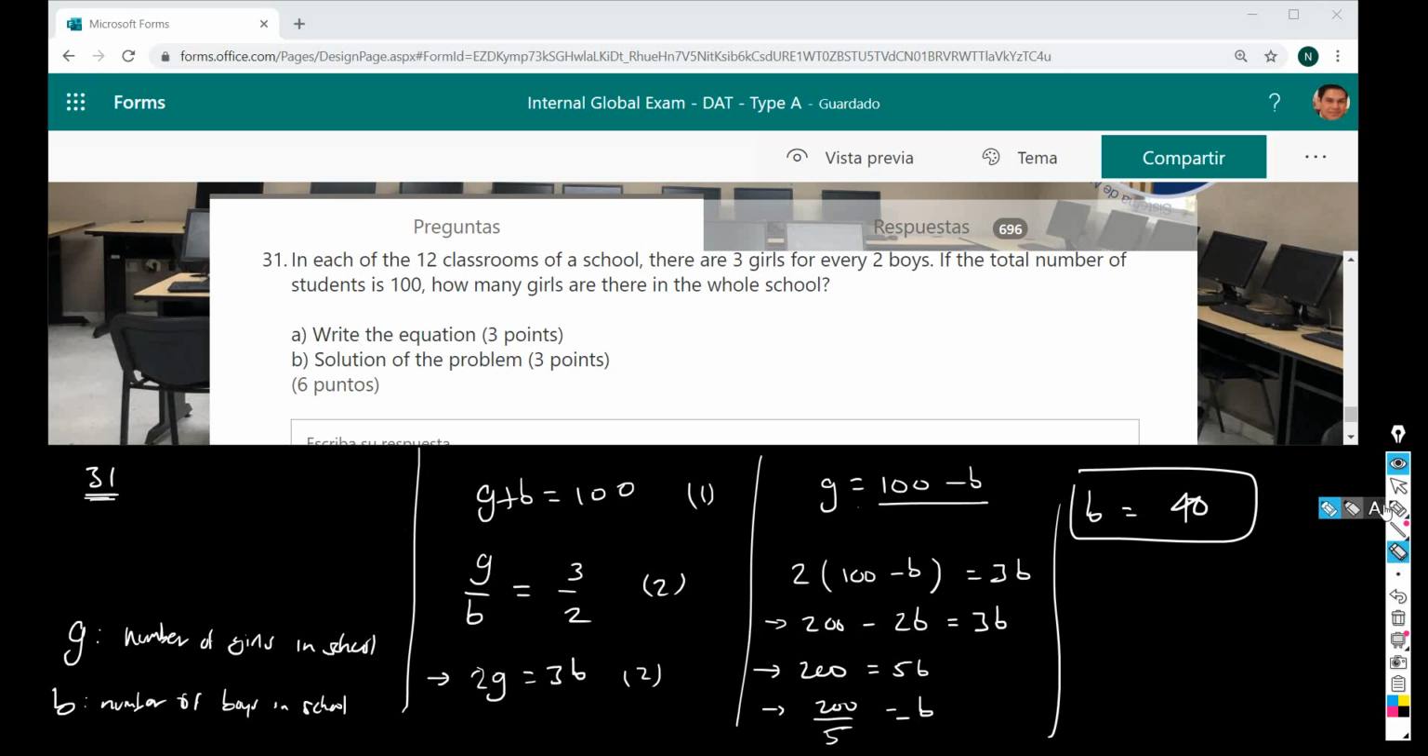So the number of boys is 40, and therefore, if I know that the number of boys is 40, I just put it here, and that leads me to say that G has to be 60 after I solve the equation, right? So G is going to be 60, and remember, what did G mean? The number of girls in the school, and that's it. I have solved the problem.